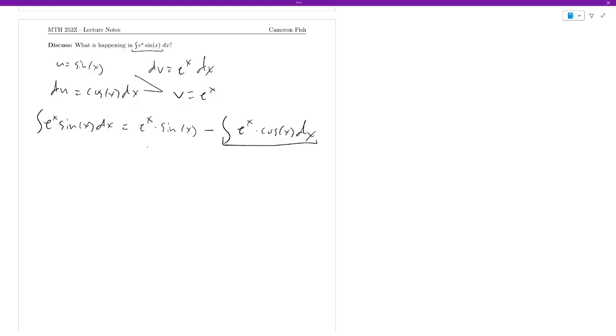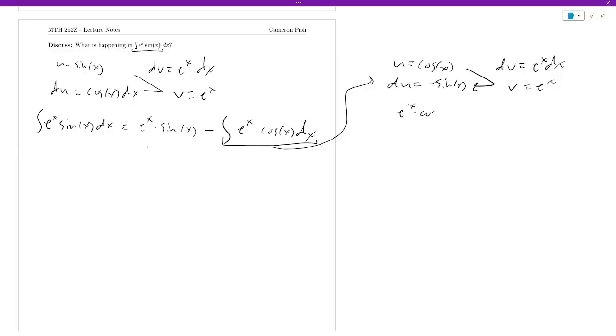It's a cosine instead of a sine, but I know that the derivatives of sine and cosine work pretty similarly. Let's do a subproblem here. How would I do this guy? Well, I'd probably say, let's just try the same thing, right? LIATE suggests u is cosine, du would be negative sine, and dv would be the rest of it, e to the x dx, and v would be e to the x. I do my zigzag, and I get e to the x times cosine x minus the antiderivative.